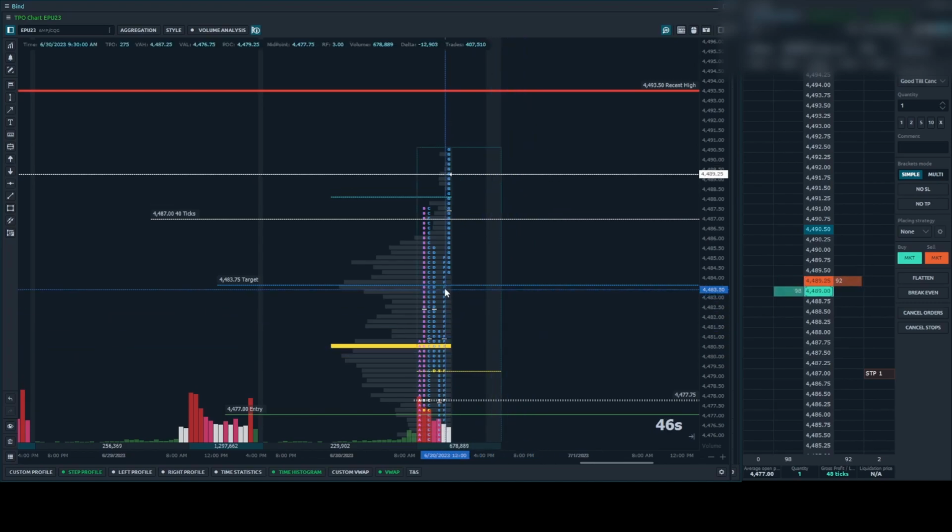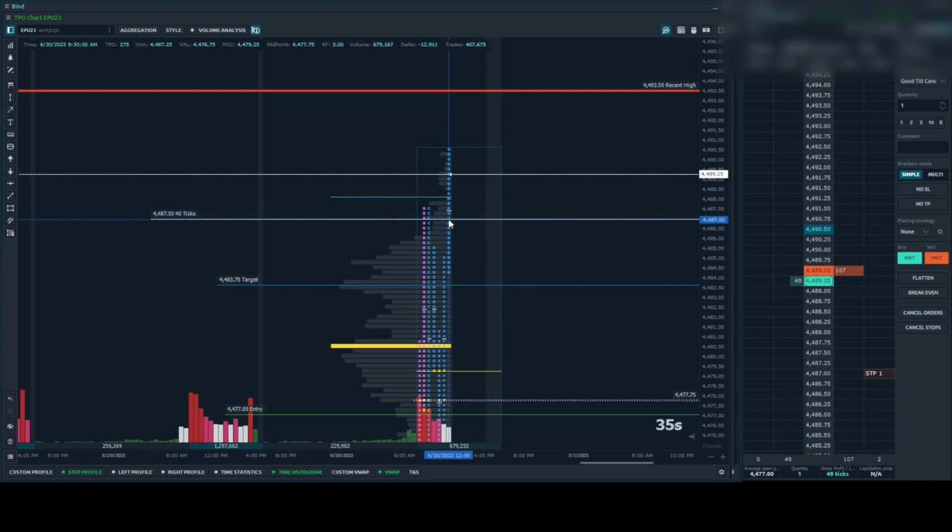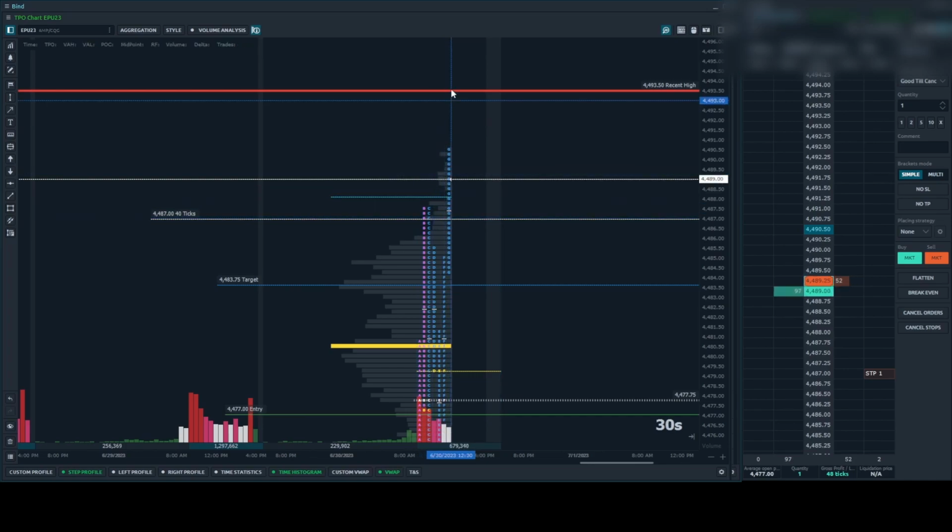So at this point, we've taken 2 right here. We took 1 just shy of this at like 86.25. Now our third one's locked in at 40 ticks. Or I'm sorry, the fourth one is locked in here at 40 ticks. We're shooting for the 93.50.